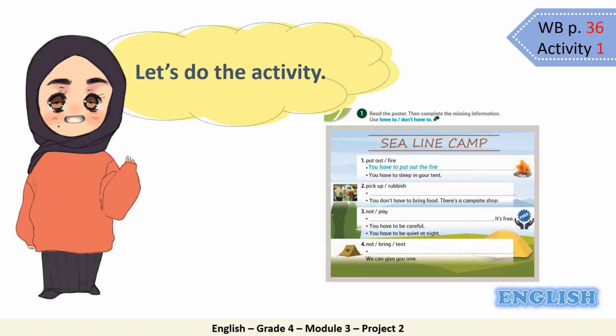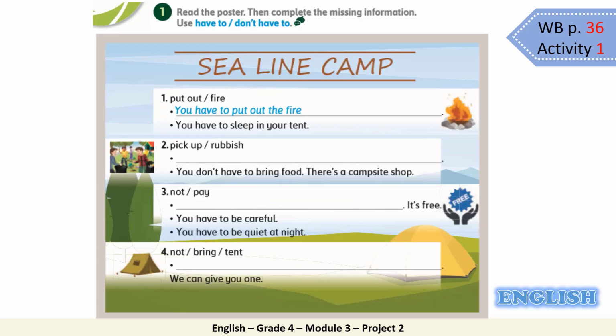Please refer to workbook page 36, activity 1. It's time to do the next activity. Activity 1. Read the poster, then complete the missing information. Use have to or don't have to. Read the title with me. Sea Lion Camp. Have you ever heard of the area Sea Lion? I think most of you know it. Have you ever heard of Sea Lion Camp?